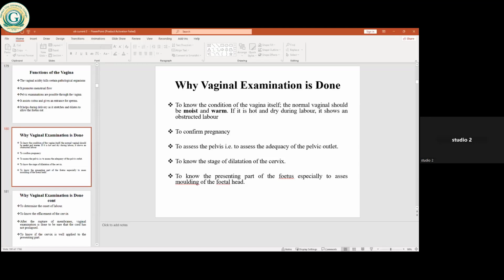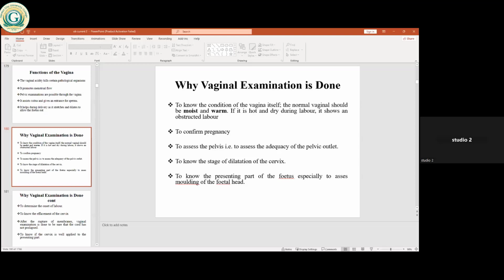Every woman coming to antenatal for the first time, the midwives or nurses there have to know whether the baby is coming with the buttocks or the baby is coming with the head, what we call cephalic presentation. And also during labor, we do vaginal examination to say whether the head is molding. We look at molding of the fetal head. Molding means the head changing shape here and there. Is it molding?